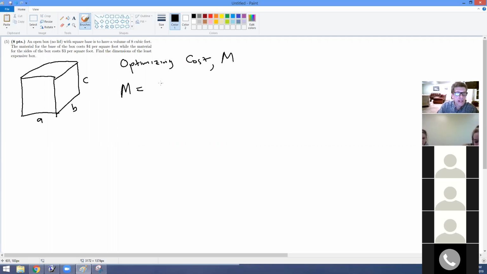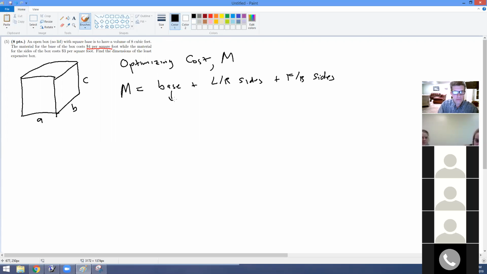So we've got sort of 5 sides, right? We've got the base, the left and right sides, and the front and back sides. Let's look at the base. What do you know? The material for the base costs $4 per square foot. So how do we actually calculate the cost of the base?